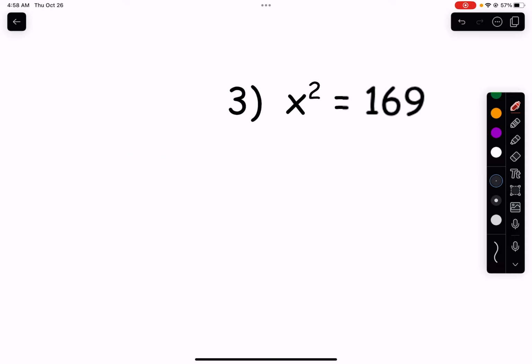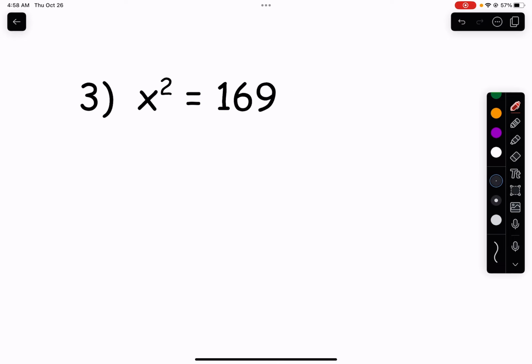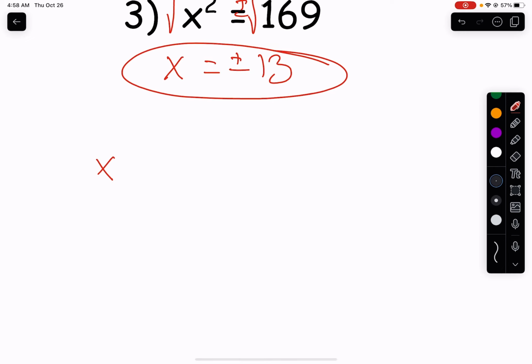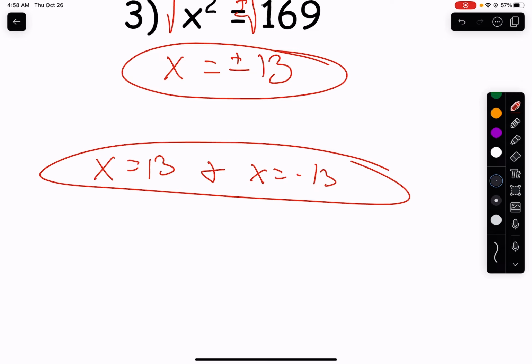All right, and then here, again, the x squared is by itself, I'm just going to take the square root of both sides, add in a plus minus, and I get that x equals plus or minus 13. And of course, you can split that into two solutions if you want. Whichever answer you like better, go for it.